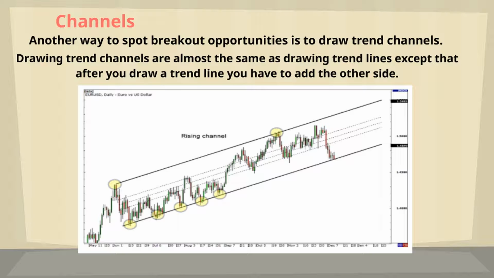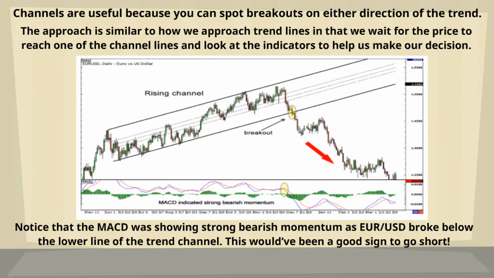Channels. Another way to spot breakout opportunities is to draw trend channels. Drawing trend channels is almost the same as drawing trend lines, except that after you draw a trend line you have to add the other side. Channels are useful because you can spot breakouts in either direction of the trend. The approach is similar to how we approach trend lines in that we wait for the price to reach one of the channel lines and look at the indicators to help us make our decision. Notice that the MACD was showing strong bearish momentum as EUR/USD broke below the lower line of the trend channel. This would have been a good sign to go short.